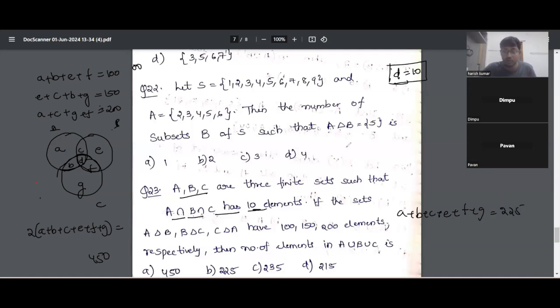But what do we want? We want A union B union C. What is A union B union C? It is A plus B plus C plus D plus E plus F plus G. So D we know is 10. So this will be 225 plus 10, which is 235. So option C will be our right answer.